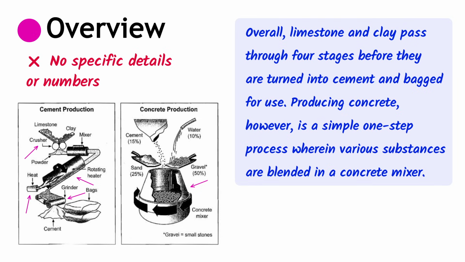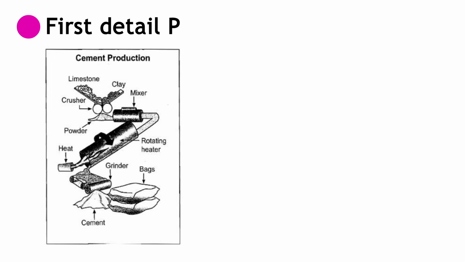I just mentioned the number of stages for cement production and also the number of stages for concrete production, in which different substances are blended in a concrete mixer. So no details are mentioned and no numbers are given here, all right? It's just the number of stages. So this is a very good overview paragraph. Now let's start writing our first paragraph detail.